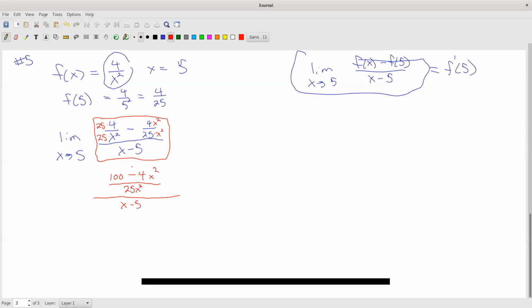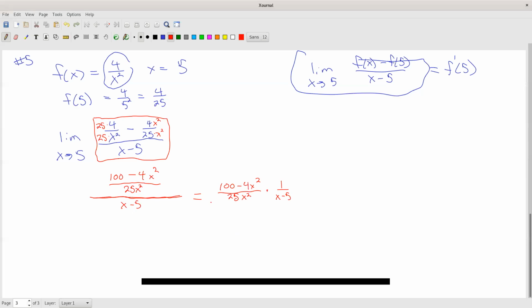If you take a fraction and you divide, that's the same thing as multiplying by the reciprocal. The reciprocal of x minus 5 is 1 over x minus 5. So this becomes, take that original numerator fraction times 1 over x minus 5.